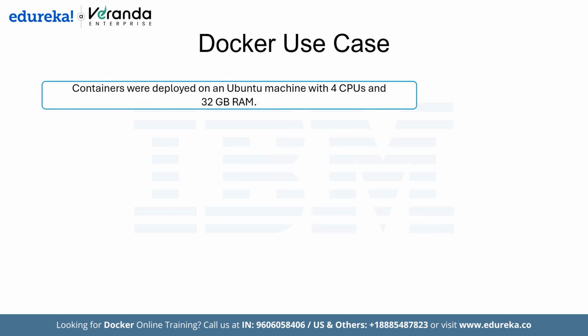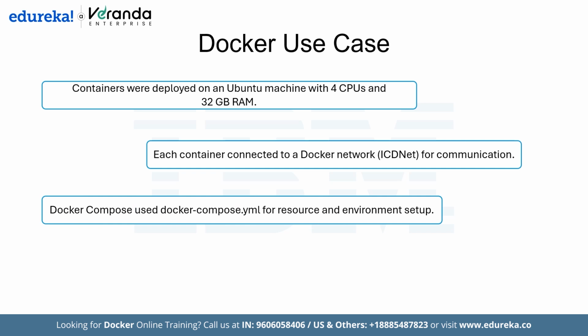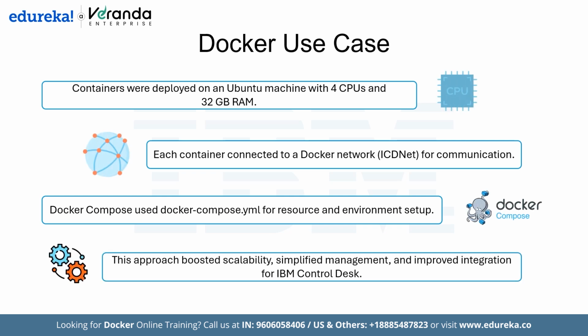Next is that they deployed containers. Containers were deployed on an Ubuntu machine with 4 CPUs and 32 GB RAM. Each application had a container connected to a Docker network for inter-container communication. Docker Compose managed all resources using dockercompose.yml for configuration, including environment variables and host settings. The streamlined approach enhanced scalability, simplified management, and improved integration for IBM control desks.